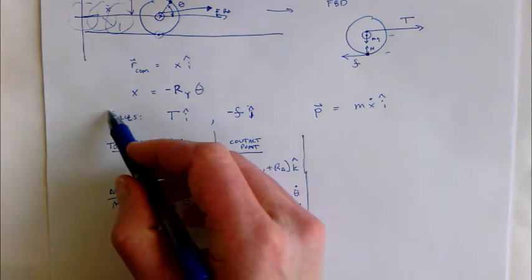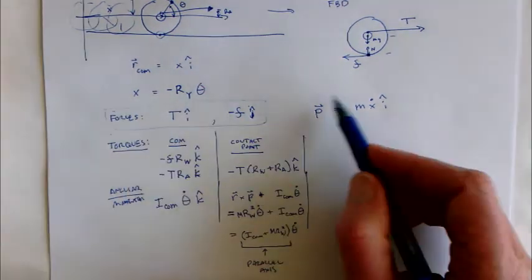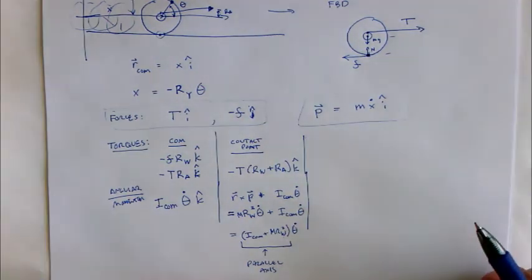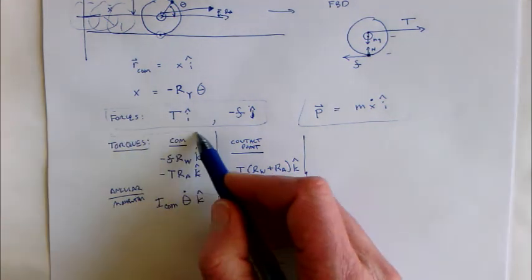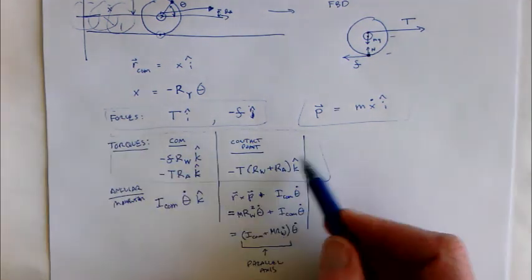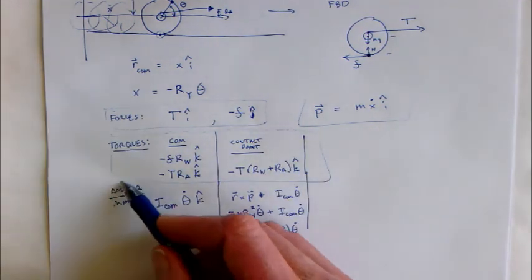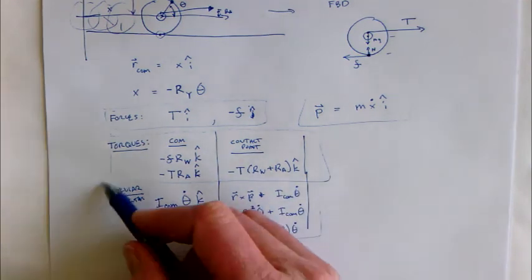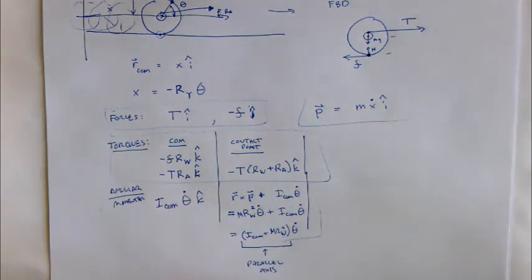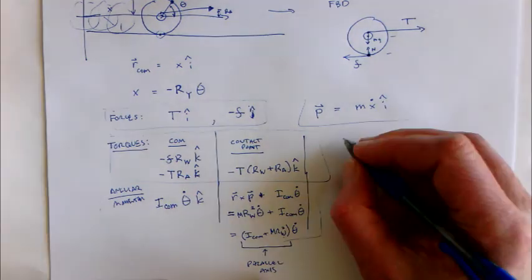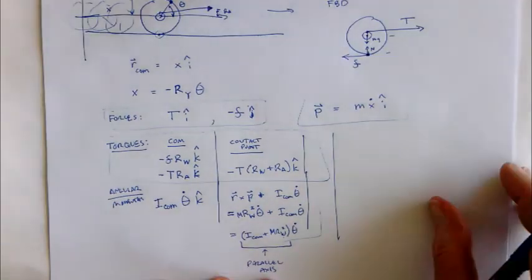Okay, so at this point we have expressions for the forces, we have expressions for the torques in two different choices of origin, and expressions for the angular momentum in two different choices of origin. So now we want to actually figure out the equations of motion. And I think I'll go to a clean sheet for that.